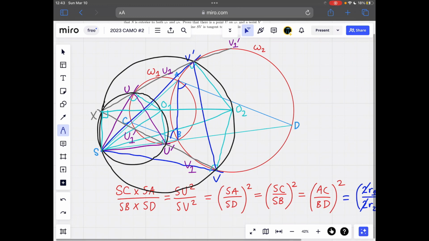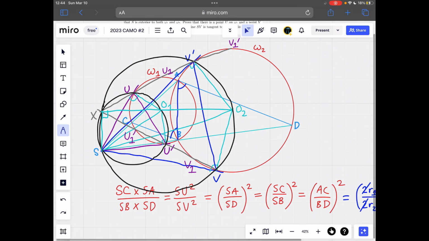Well, if you saw earlier, let's get back to point S for a little while. We know that it's the spiral center that sends U' to V'V. But what else? Well, if it's the spiral center that sends U' to V'V, it's the Miquel point of that quadrilateral. But that means it would also send UV' to U'V. But SU equals SU' because they're tangents, and SV' also equals SV. They're tangents to the same circle.